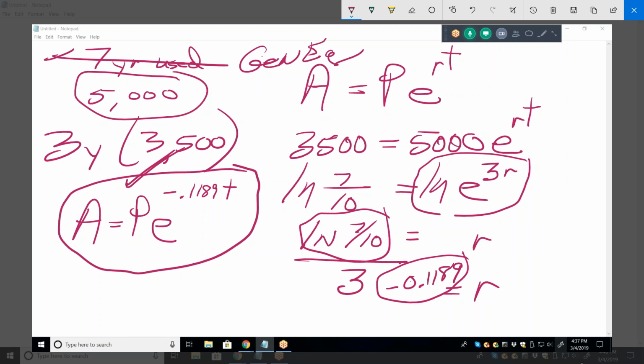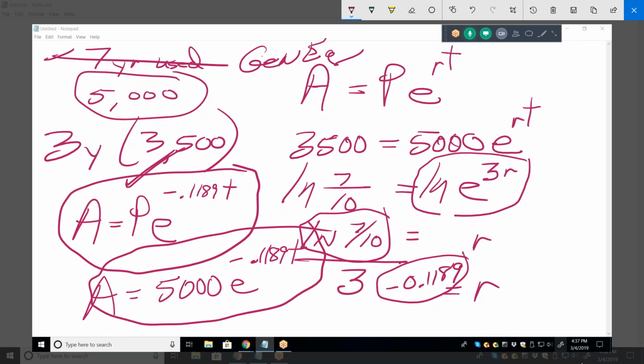I suppose you could say just for this particular car, A is going to be 5,000 times e to the minus 0.1189 t. So that car will always be worth that based on however many years you hold it. Because the next question is predicting the price when it is 13 years old. So you just plug in 13 for T? Exactly, and then you can get that out of your calculator.